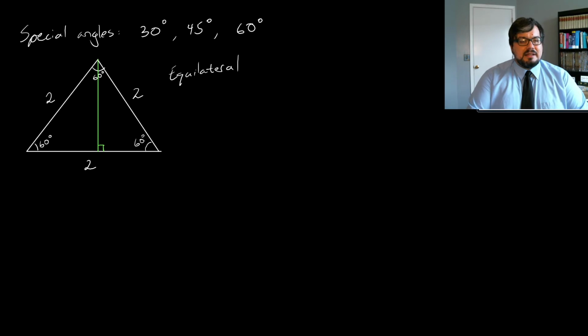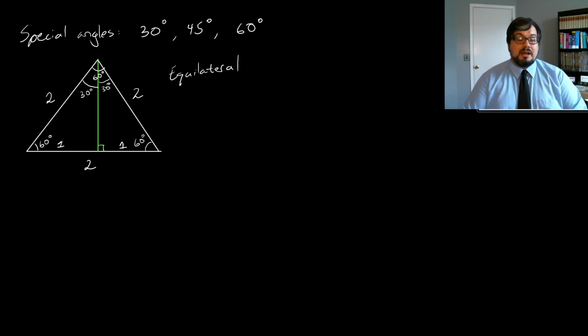Now, if I cut things in half here, notice a few things happen. First of all, this angle here becomes 30 degrees. And this angle here is also 30 degrees. And furthermore, the length of this side here is 1 for both of these smaller triangles. So what I've done is I've taken an equilateral triangle and I've split it into two congruent right triangles where I know that the angles inside are 60 degrees and 30 degrees.